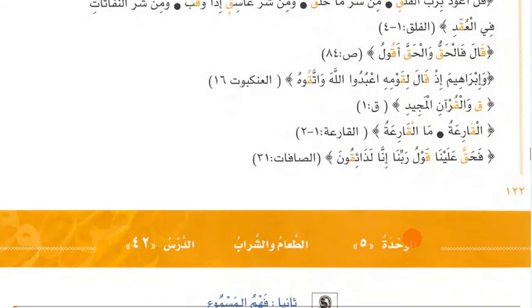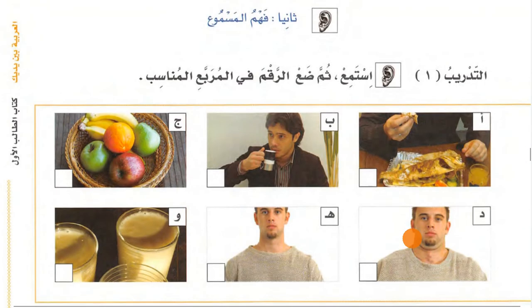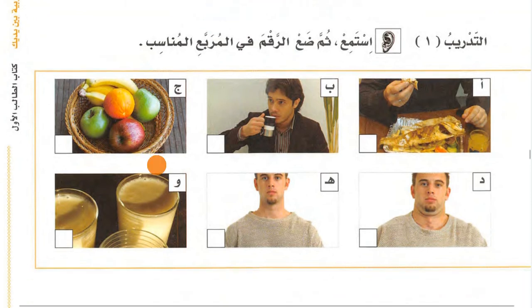Then you have the revision of all the sentences here. You can skip this page. Then fahmul masmu', understanding of what you hear. First exercise: istami', listen. Thumma da' raqman fil murabba' al-munasib. Then put the number in the appropriate box. So here we have 6.